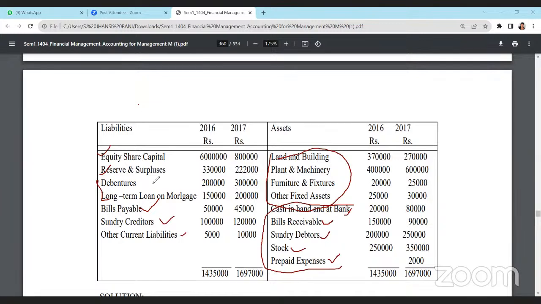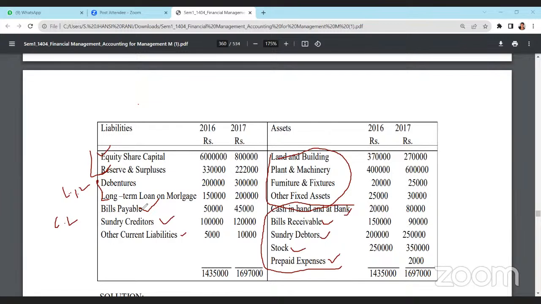In assets we have 2 headings, and in liabilities we have 3 headings. Current liabilities, long-term liabilities, and this is shareholders fund. Only this, remember. Now, just now I was discussing format.